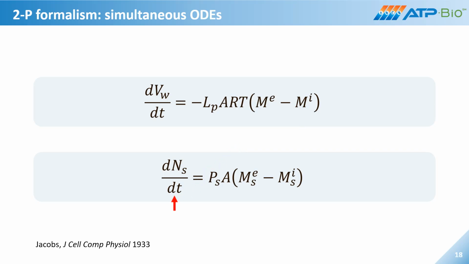In the second equation, we have the rate at which moles of permeating solute, N sub S, enter or leave the cell through the membrane. This is the product of P sub S, the solute permeability, the membrane area of the cell again, and a difference of external and internal osmolalities, but here the sub S tells us that we're looking only for the osmotic pressure produced by the permeating solute.